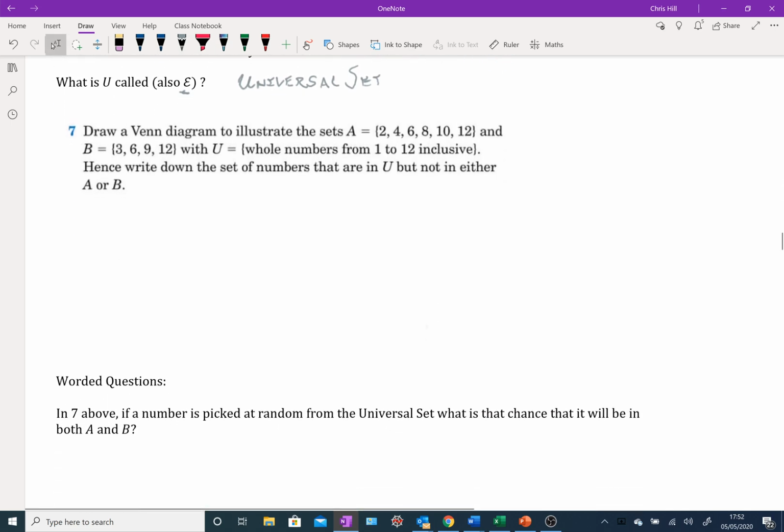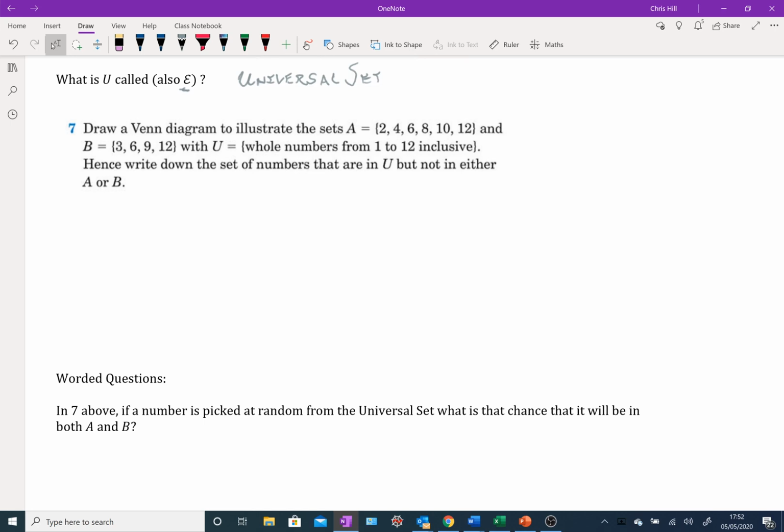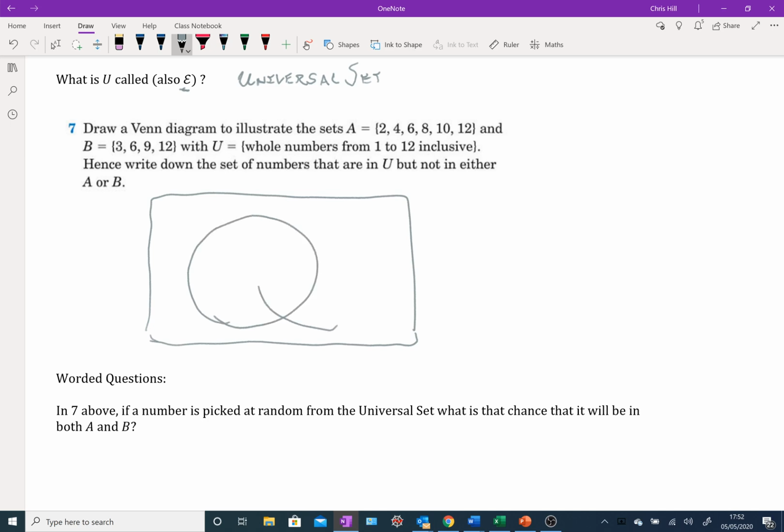Moving on. Drawing a Venn diagram to illustrate the sets A equals this lot and B equals this. I'm going to draw this really quickly, roughly. We've got 2 circles, and then we label this one A, this one B, and don't forget to label the universal set. First of all, we want to find all the elements that are in both A and B.